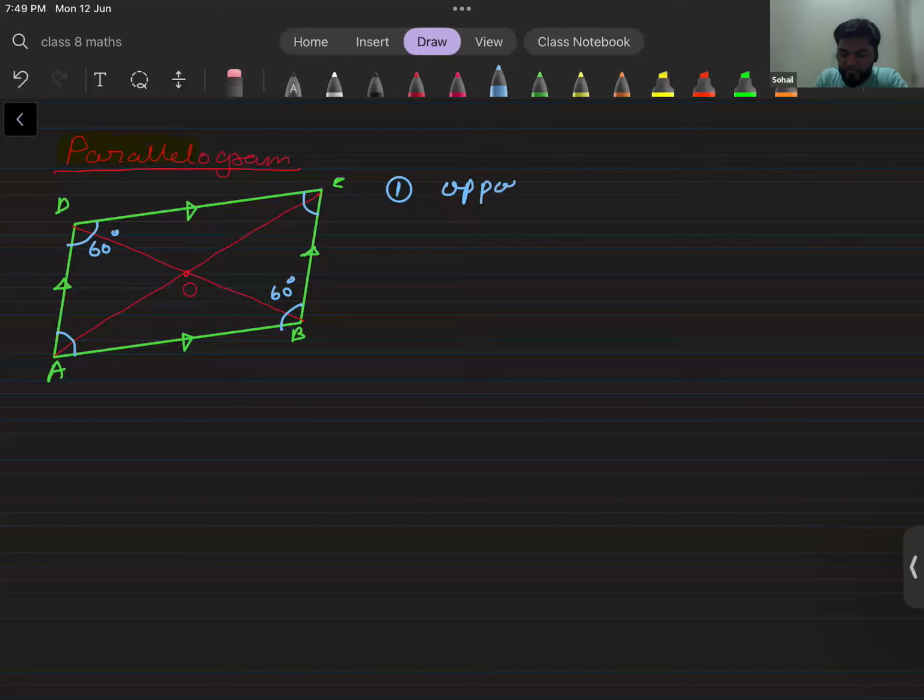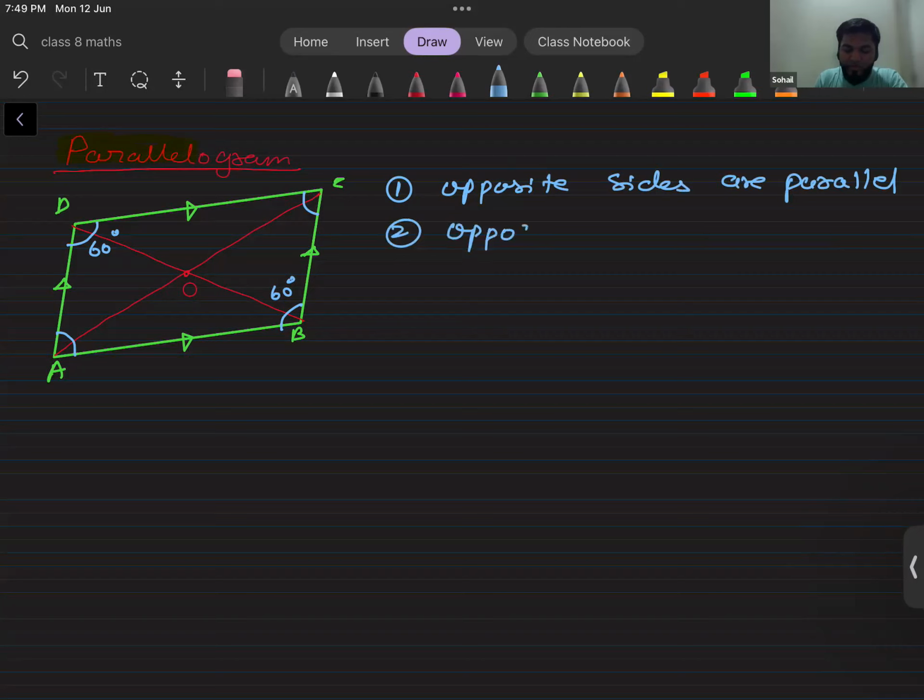First thing is, opposite sides are parallel. That is the first property. Opposite angles are also equal in a parallelogram. Now, the third point about a parallelogram is that the diagonals bisect each other.